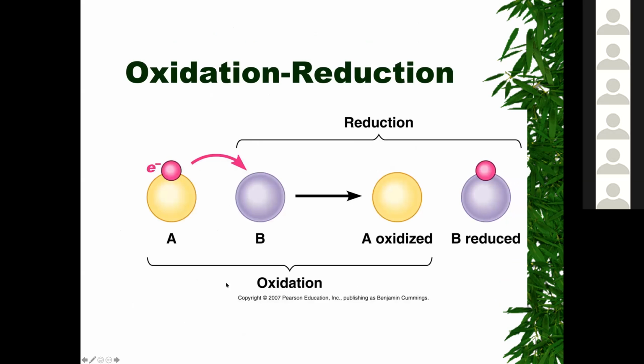And this you've seen before, but it's a simple illustration comparing oxidation and reduction. So on the left, you have molecule A reduced. It has an extra electron. If it transfers that electron to B, it is now oxidized. A is now oxidized and B is reduced. And that's what you see on the right-hand side.